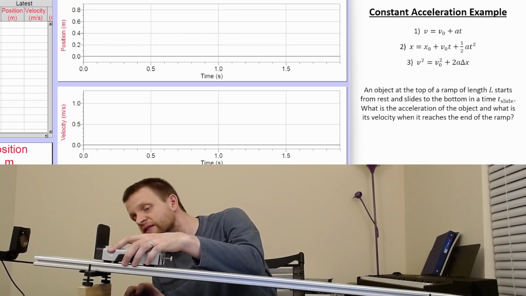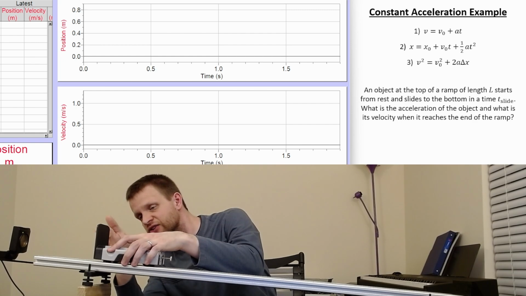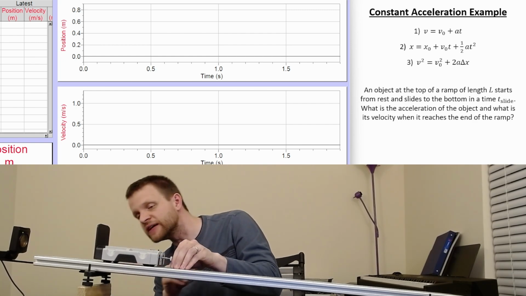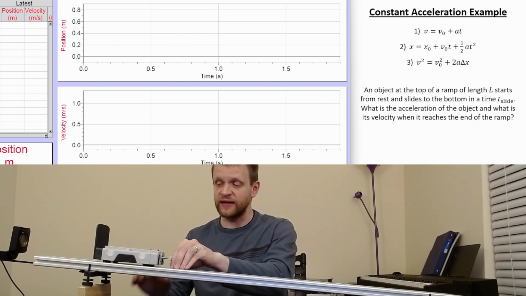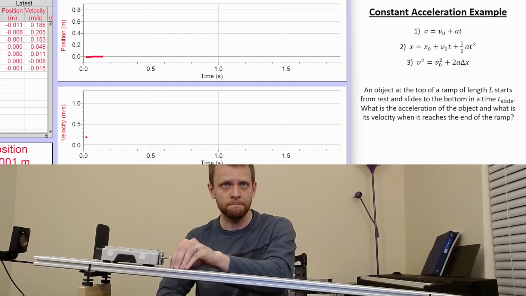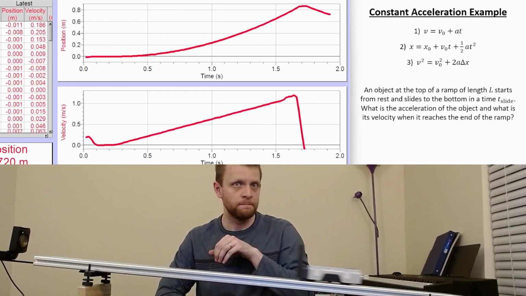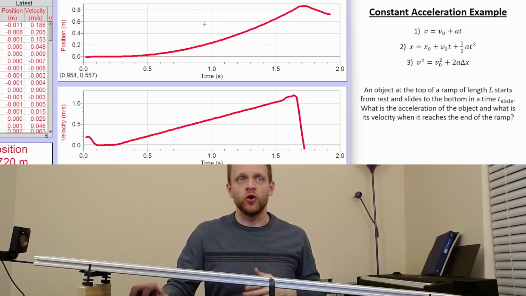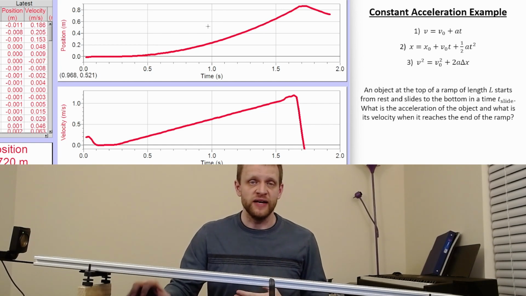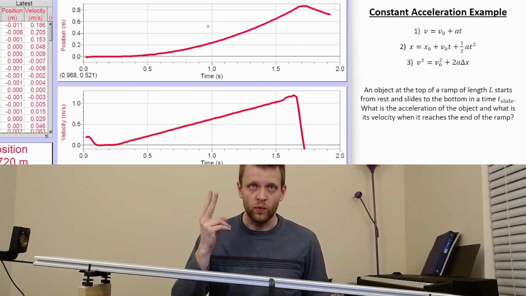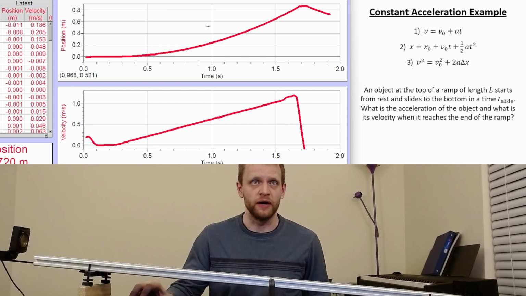So again, the position 0 is right about here for the cart, so I'm going to hold that in place. We're going to start the sensor and then again release this thing from rest and see how it moves in this particular case. So let's give it a shot. Okay, data looks pretty good. So what we need to do in this case is again identify what is the length of the ramp and how long did it take to actually reach the bottom of that ramp.